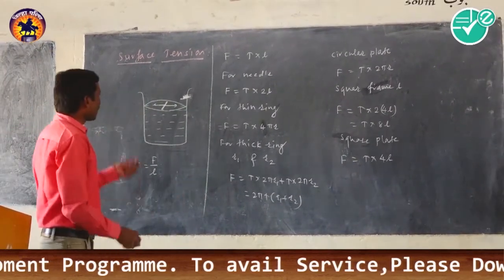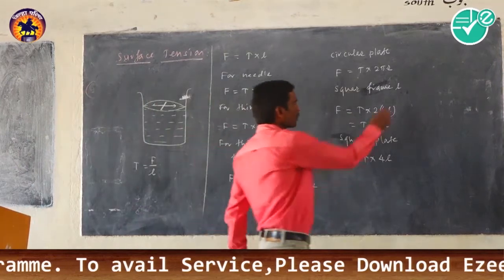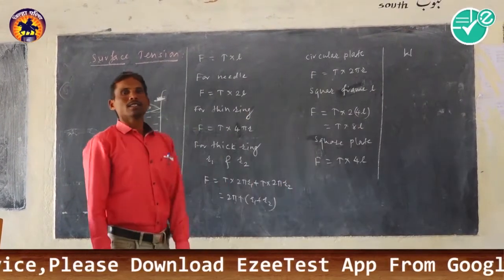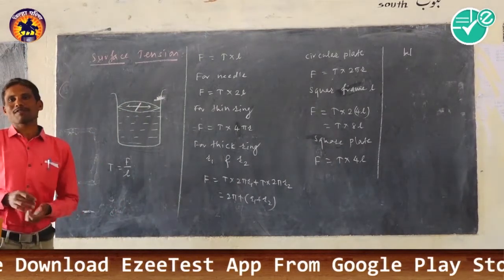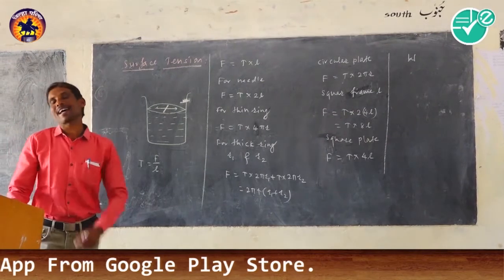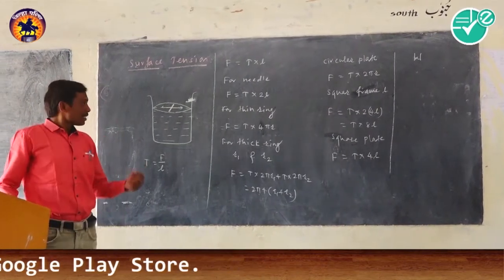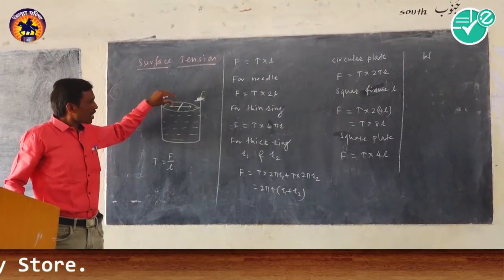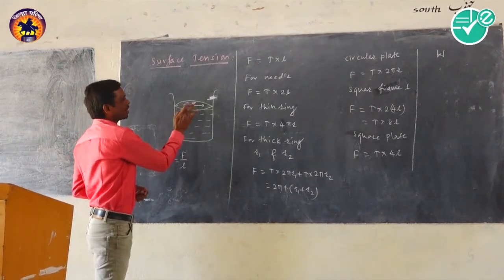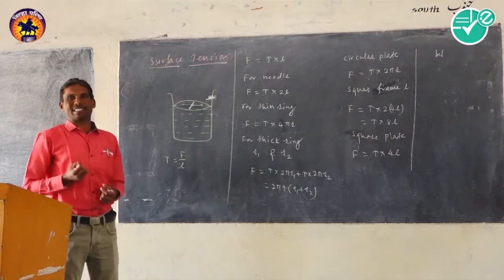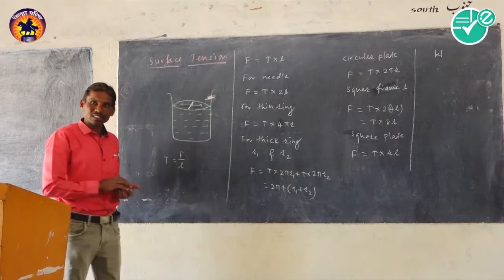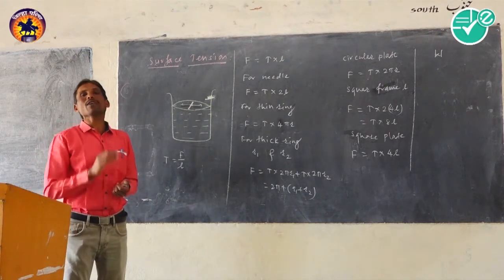Now consider any object whose weight is W, placed on the free surface of a liquid. Then what is the net upward force experienced by that object? If any object is placed on the free surface of the liquid, the object gets depressed.